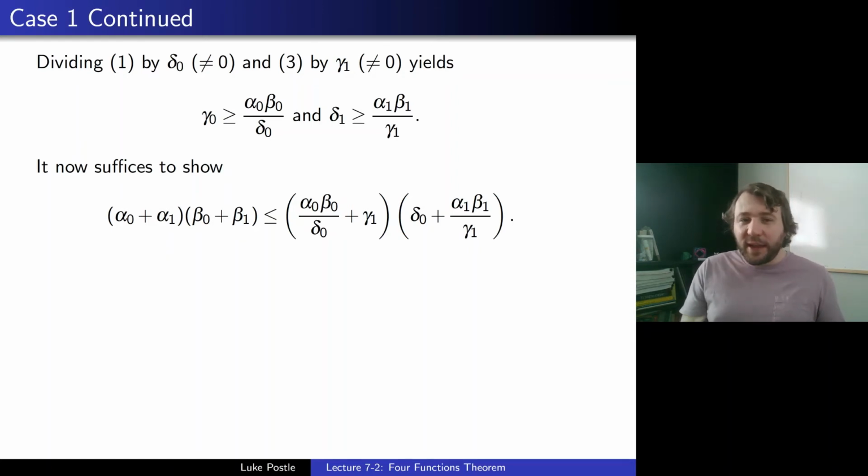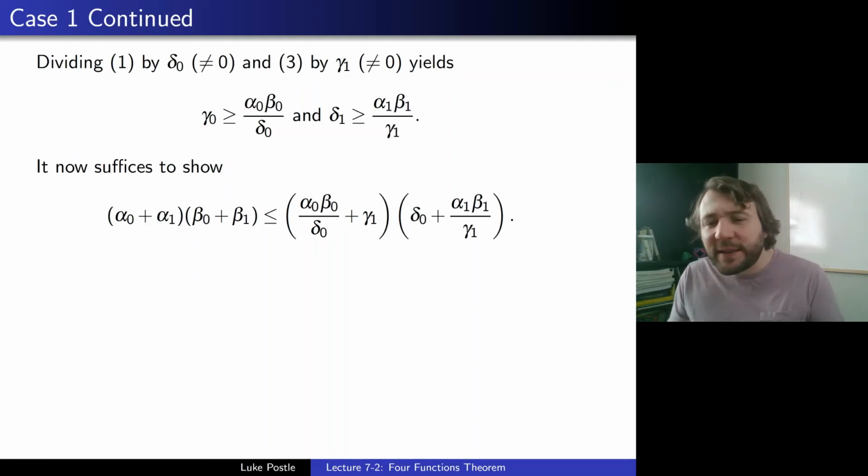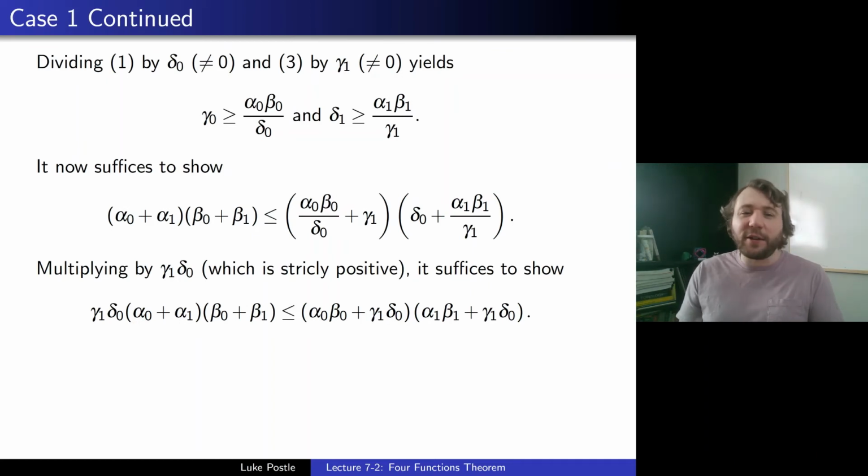So we have the same left side with the product of the alphas and the betas. On the right side, though, we can now replace gamma naught with the smaller alpha 0 beta 0 over delta 0, and the delta 1 with alpha 1 beta 1 over gamma 1. So if we could only show this, we'd be done. And you basically could work it out. You multiply by gamma 1 delta 0, which is strictly positive, right? Everything here is always non-negative, and they're not 0, so we are allowed to do that. And then we get the following equations.